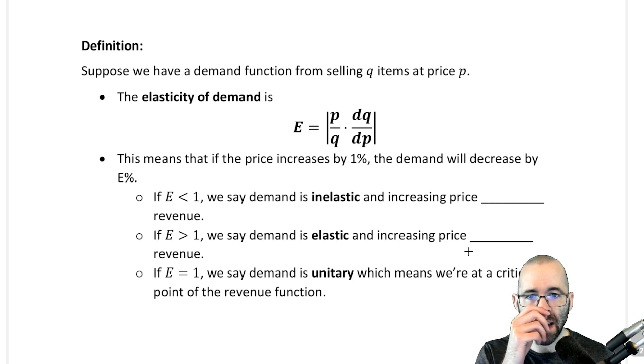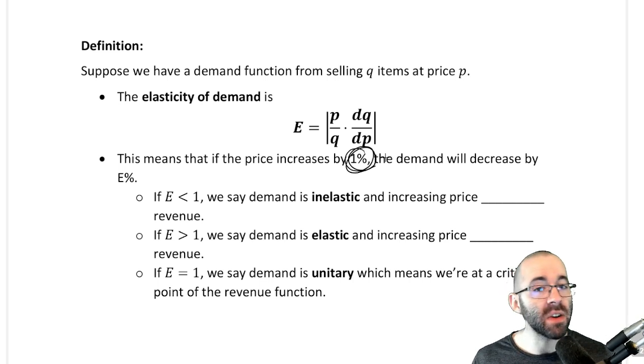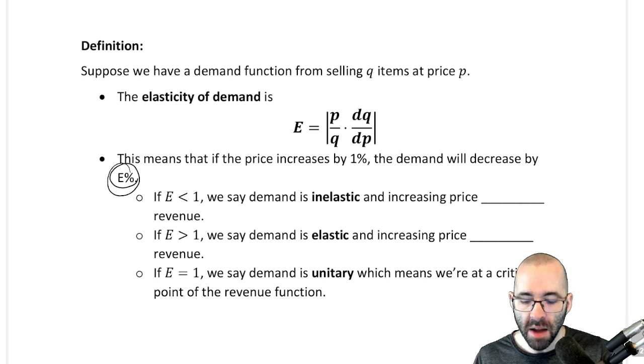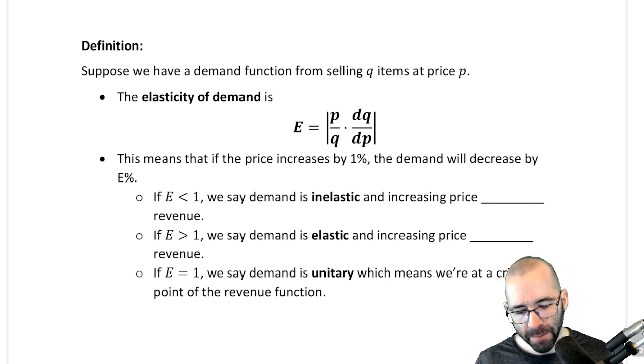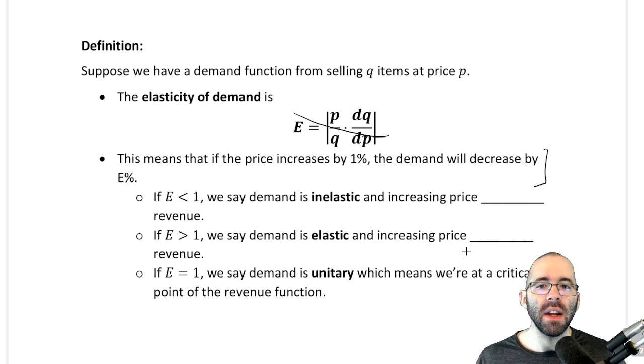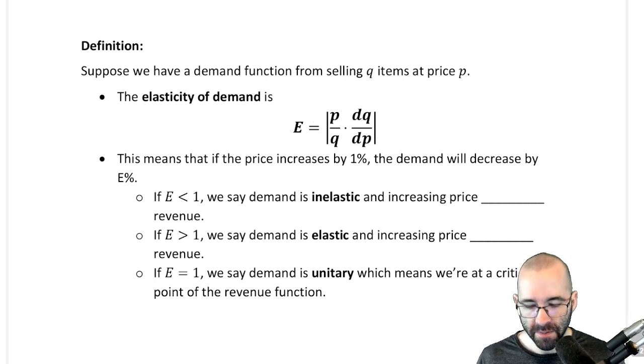When I say we're normalizing this, we're talking about percent increases and percent decreases. Because it doesn't matter whether it increases by $5. What matters is what percent it's increasing, which makes the calculations a little simpler. So look at this. Again, forget about the formula for a second. Look at this definition. If the price increases by 1%, the demand will decrease by E%. That's what elasticity of demand means. So look at what we can do with it.